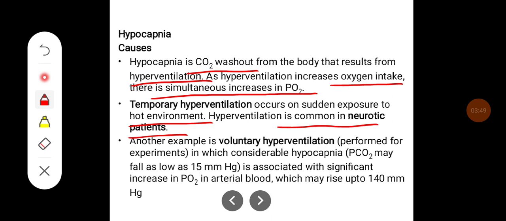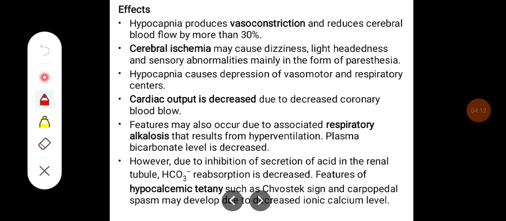Another example is voluntary hyperventilation performed for experiments, in which considerable hypocapnia, that is PCO2, may fall as low as 15 mm Hg and is associated with a significant increase in PO2 in arterial blood, which may rise up to 140 mm Hg. Hypocapnia produces vasoconstriction and reduces the cerebral blood flow by more than 30%. Cerebral ischemia may cause dizziness, lightheadedness, and sensory abnormalities, mainly in the form of paresthesia.